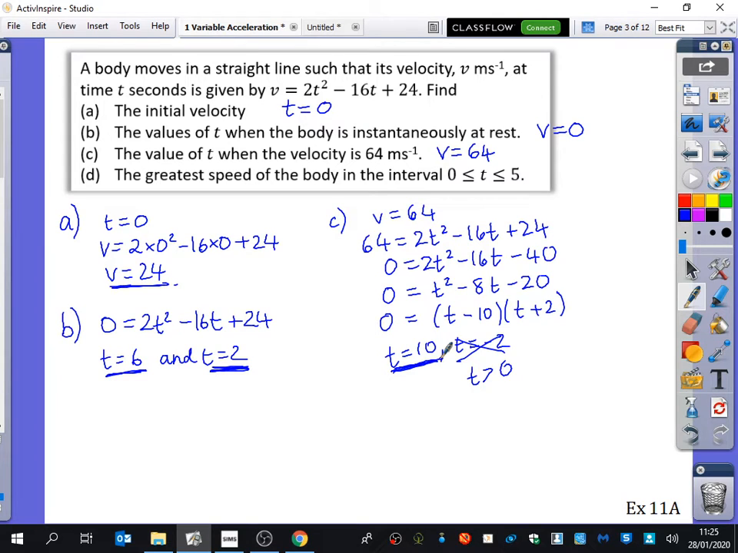Now, part D of the question is the one we didn't decide what our strategy was going to be. But we want to find the greatest speed of the body in the interval t between 0 and 5. So are there any suggestions of what kinds of things you might try and do to find the greatest speed of something? I'm happy to go. There's many different ways we could do this.